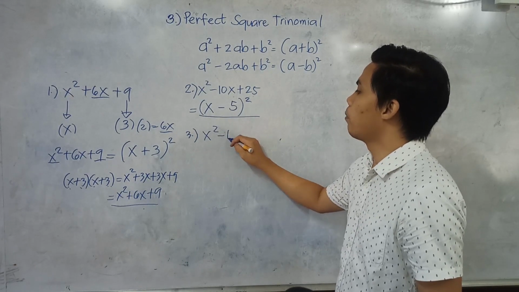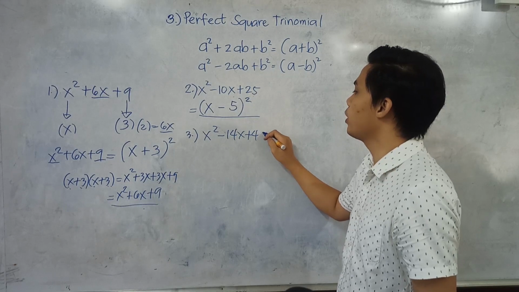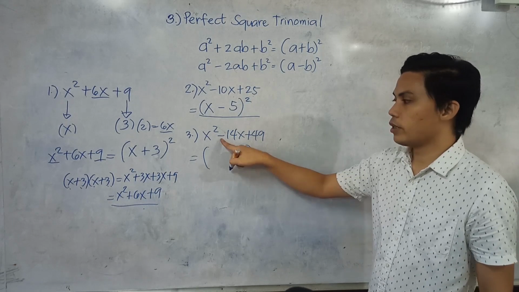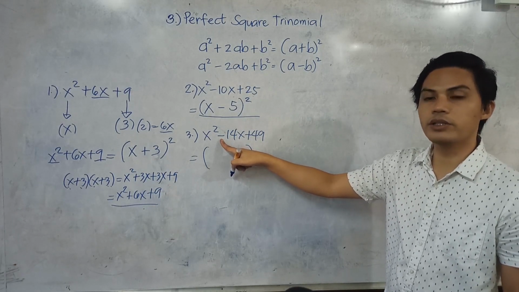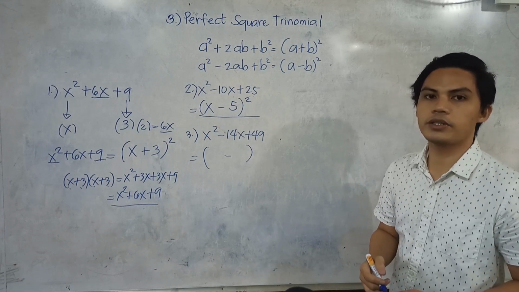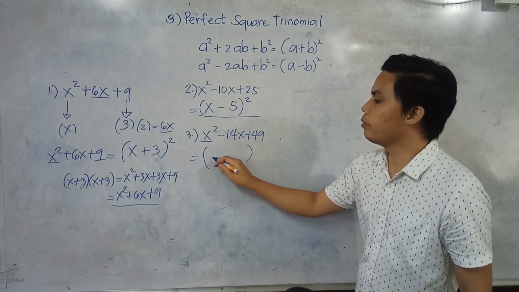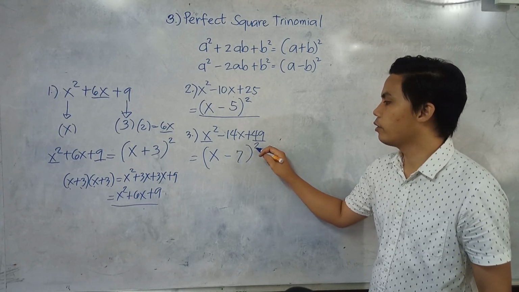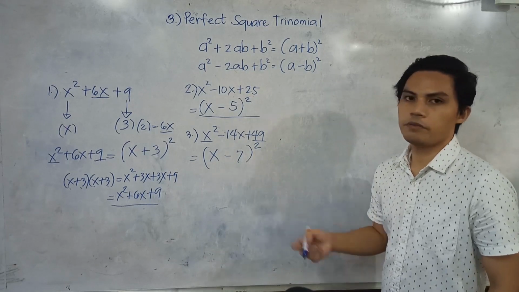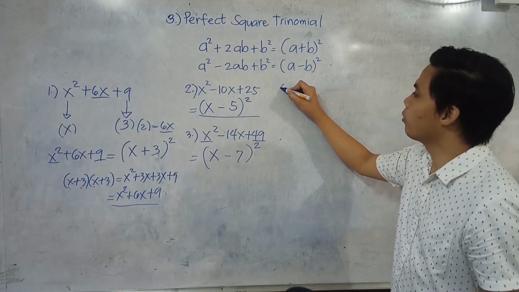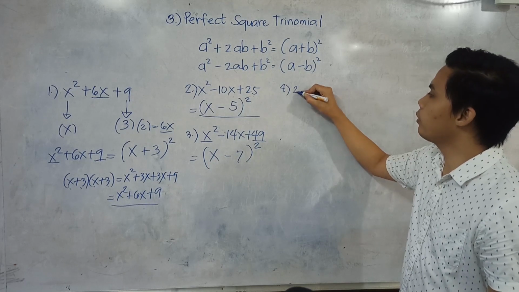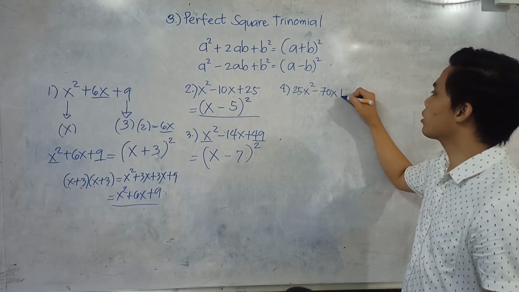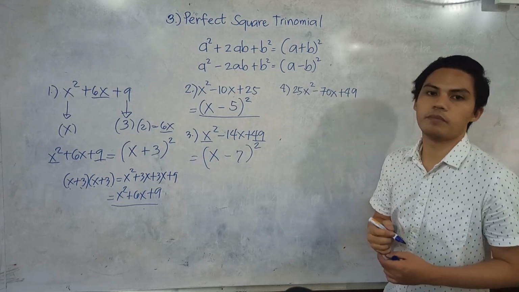How about this one? x squared minus 14x plus 49. Okay. Second term is minus, kaya minus din yung nasa answer natin. Square root of the first term, x. Square root of the last term is 7. Then, square. Then, this is our final answer. How about number 4? We have 25x squared minus 70x plus 49. Okay.